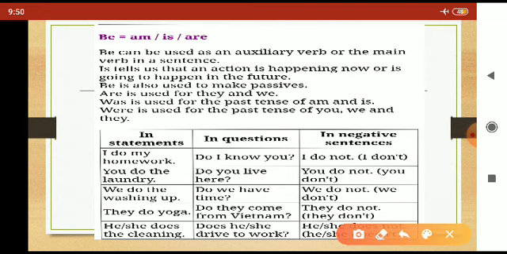In statements, I do my homework. Then in questions, do I know you? Then in negatives, I do not. So these are some examples. Now we will just quickly move forward.